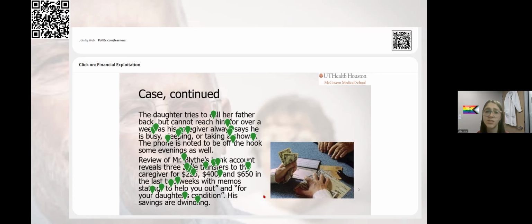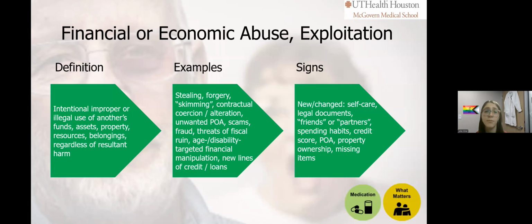Lots of concerning features here for financial or economic abuse, but most commonly called exploitation. And that's when you intentionally use someone's funds, assets, property, resources, belongings, like their stuff, without their permission, illegally, or in a way, even if they give you some permission, if you use it in a way that's not authorized, regardless of whether they are harmed by it.